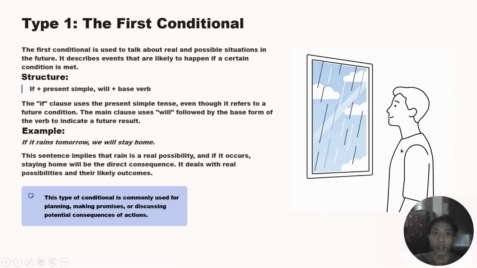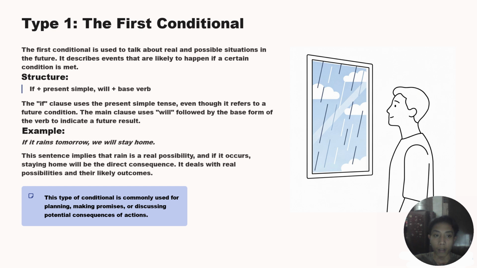Next, type 1, the first conditional. The first conditional is used to talk about real and possible situations in the future. It describes events that are likely to happen if a certain condition is met. The structure is: if plus present simple, will plus base verb. The if clause uses the present simple tense even though it refers to a future condition. The main clause uses will followed by the base form of the verb to indicate a future result. Example: if it rains, we will stay home.